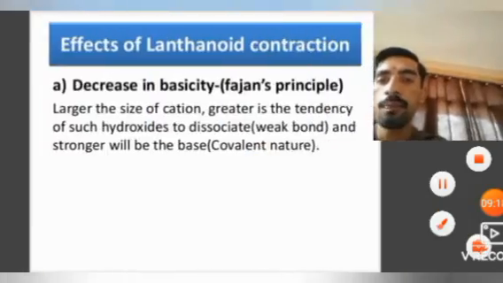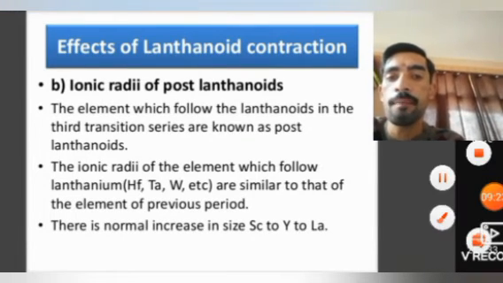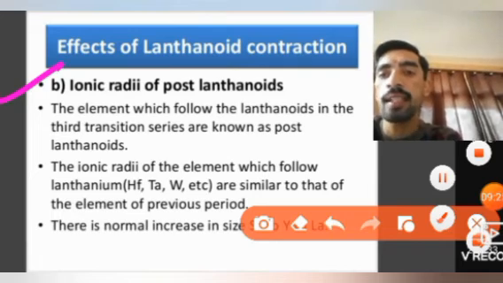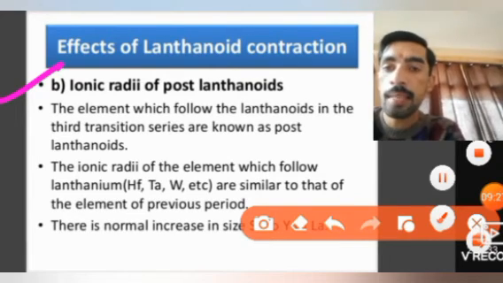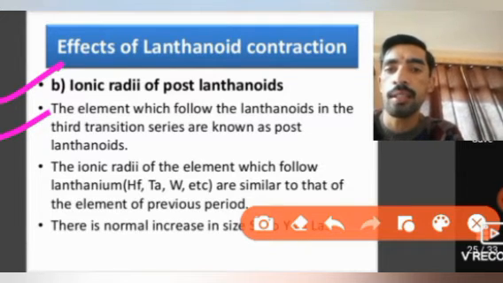So now, an effect of lanthanide contraction, if I talk in detail, is on the ionic radii of the post-lanthanides also. The elements which follow the lanthanides in the third transition series are known as post-lanthanides.